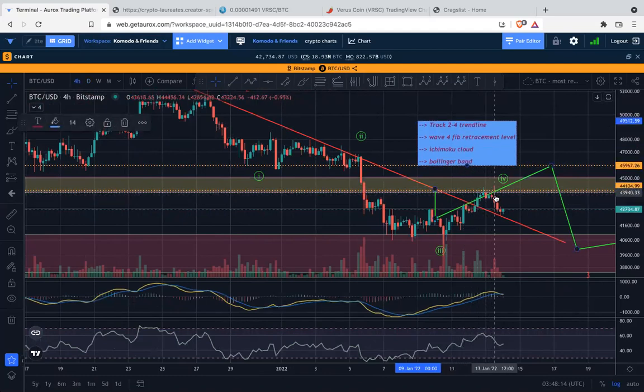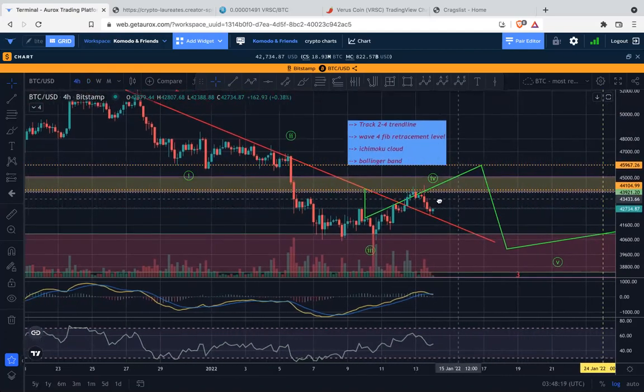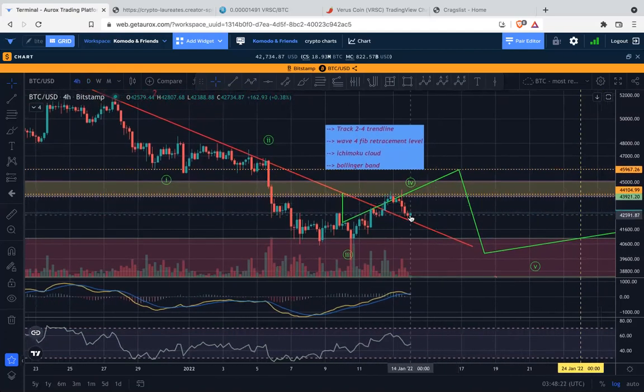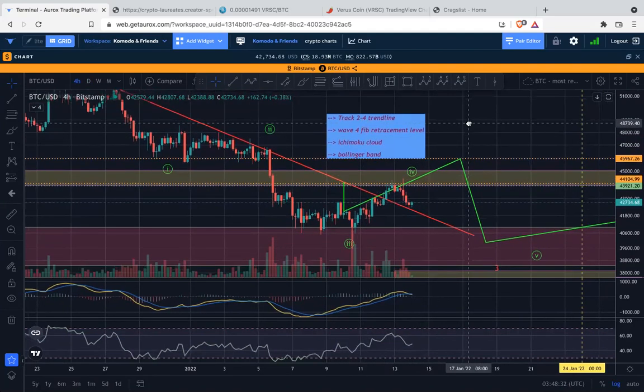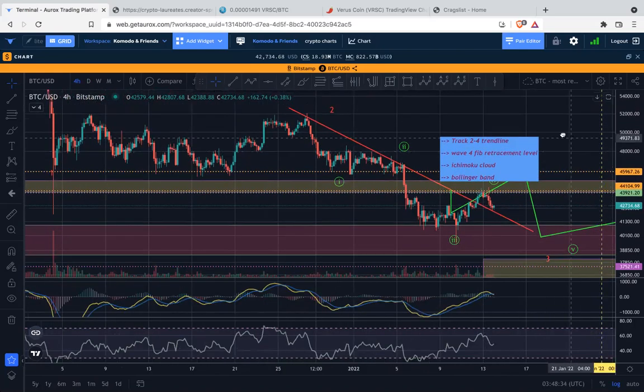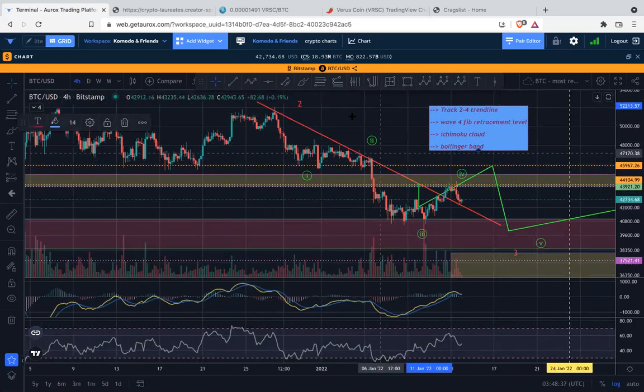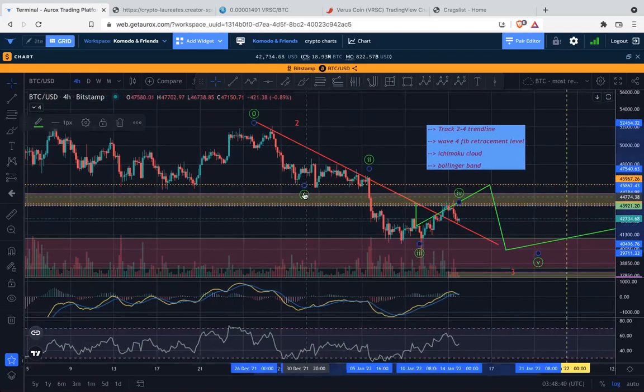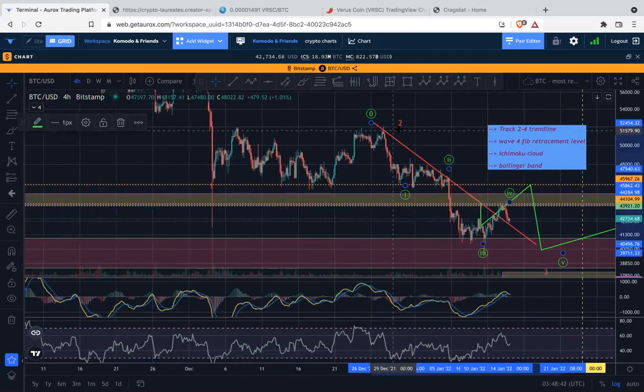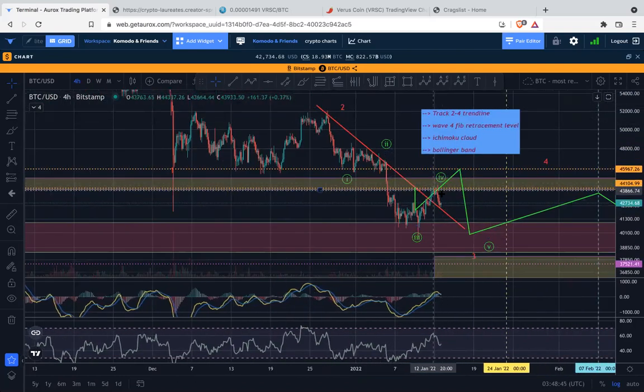Because of this considerable turnaround already, maybe it's time for tracking the 2 to 4 trend line. Okay, so we're going to track the 2 to 4 trend line. Previously, in this green degree, we had the 0 to 2 trend line. And now we're saying, all right, there's a clear turnaround here. What does it mean to track the 2 to 4 trend line?